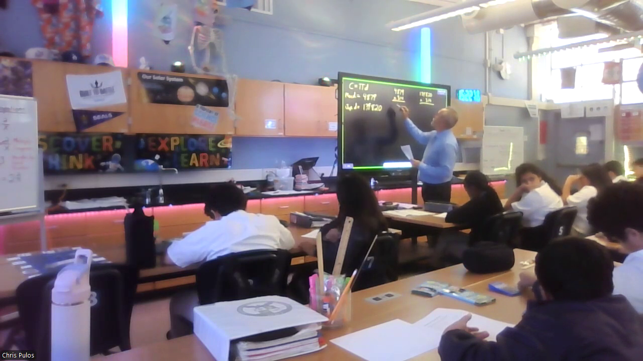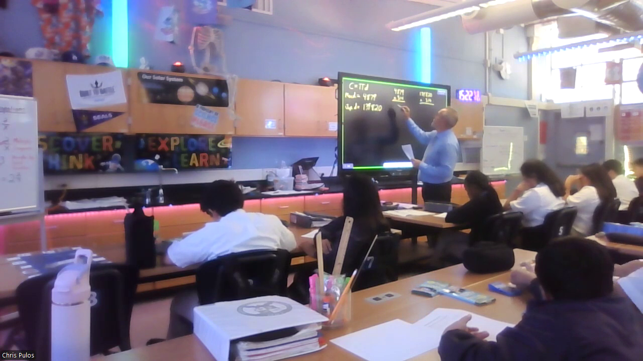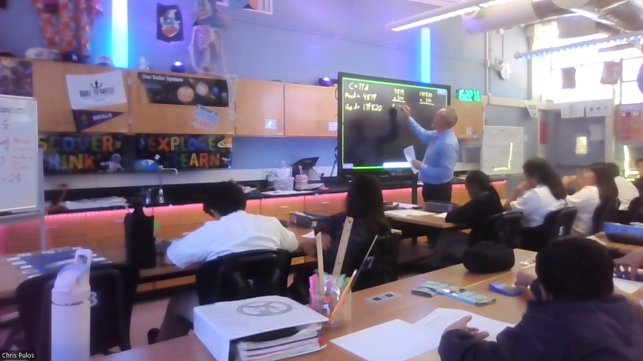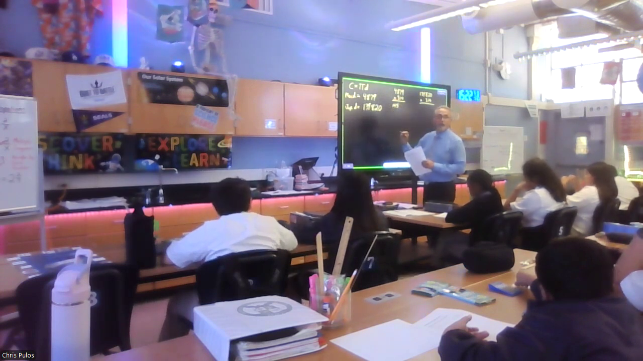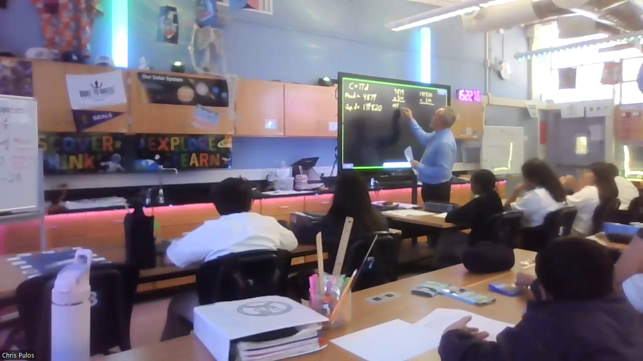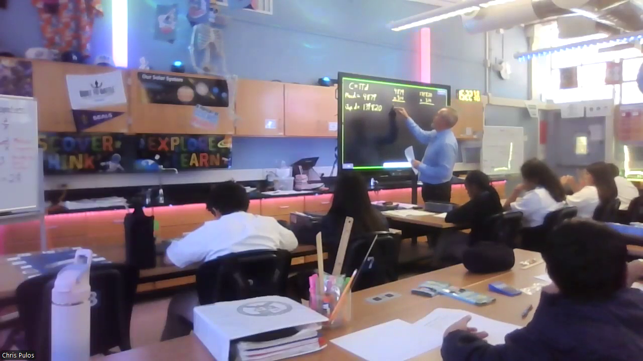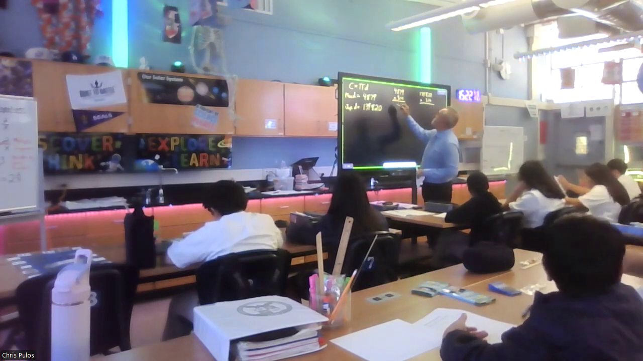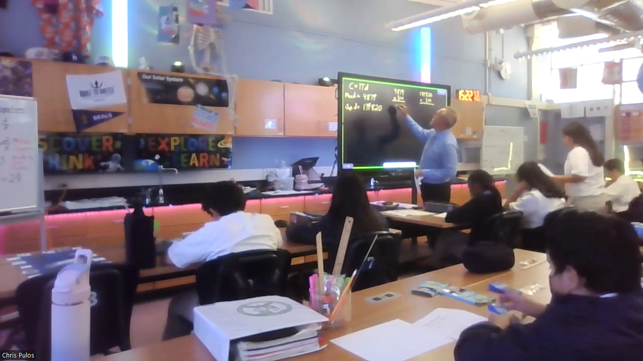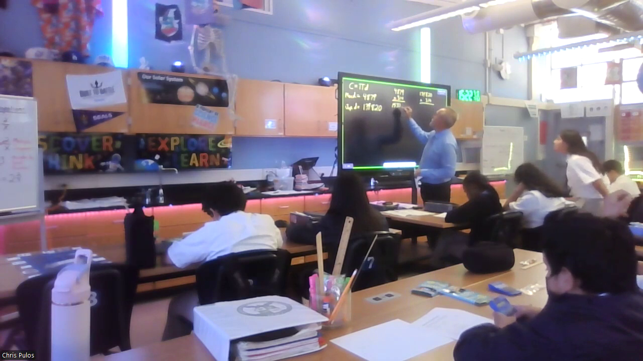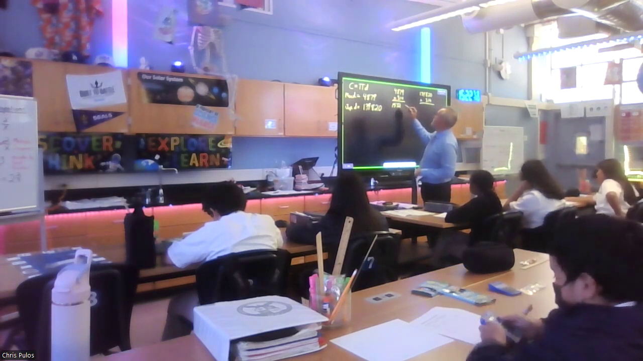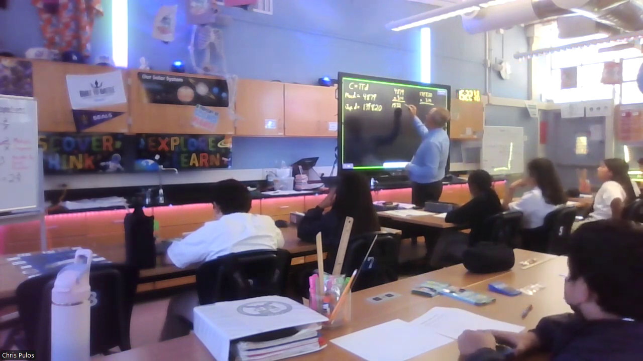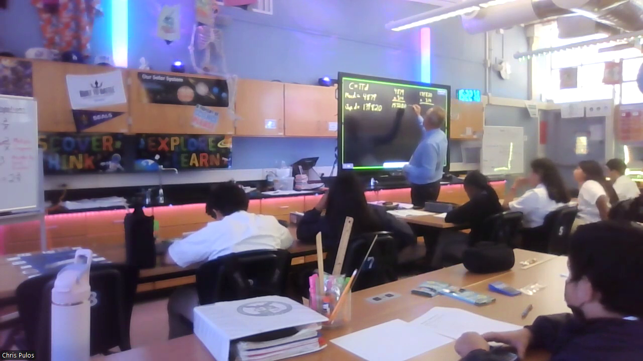Could somebody read me the answer? How many kilometers is the circumference of Mercury? Go ahead. 15,320.06. 15,320. And yes, sir. Is that right? Yes, sir. Okay. 15,320 point what? 06. All right.